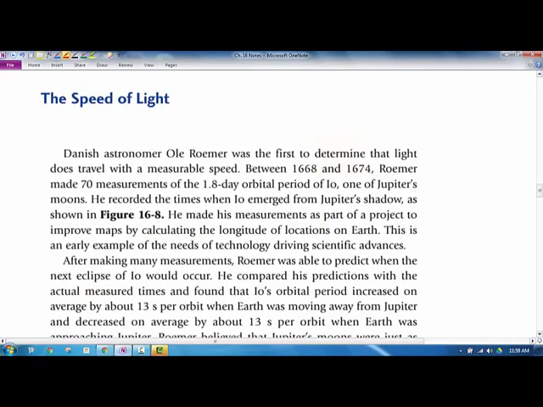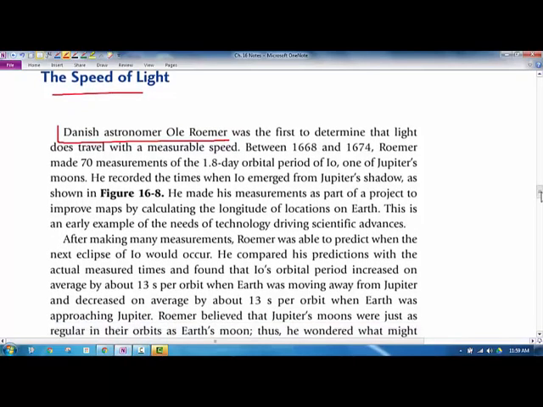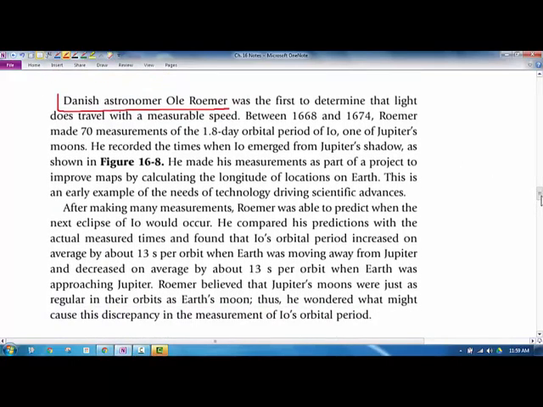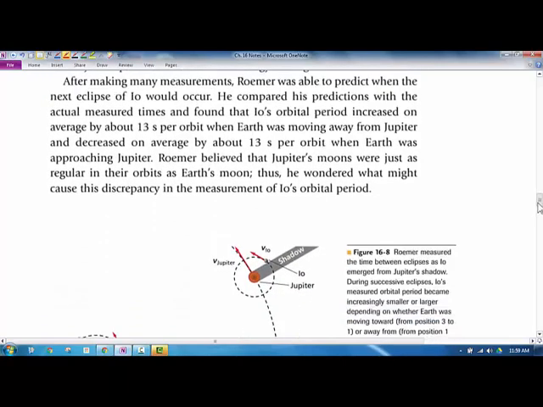I recommend that you read about the first scientist to calculate the speed of light, especially the Danish astronomer who calculated the speed of light using the orbits of Io, one of Jupiter's moons. I think it's very fascinating. He's one of the first people to calculate the speed of light fairly accurately. Here's the image of how he did it.